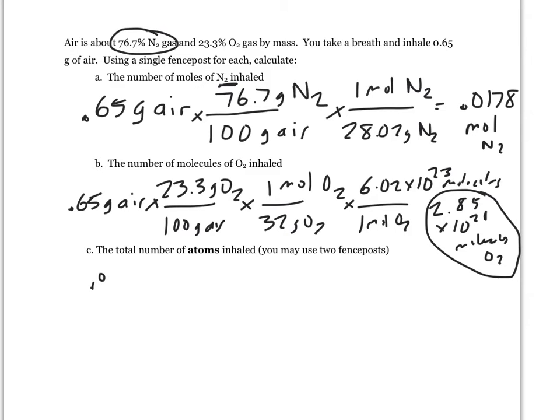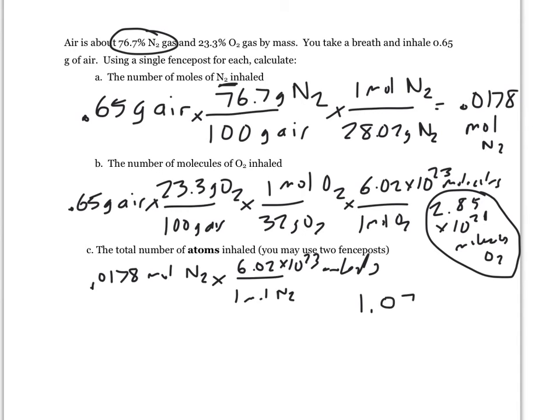So let's finish that. So how much N2 am I breathing in? So 0.0178 moles of N2. Then every 1 mole of N2 is 6.02 times 10 to the 23rd molecules of N2. So 0.0178 times 6.02 times 10 to the 23rd. So that becomes 1.07 times 10 to the 22nd molecules of N2. So we know how many molecules of O2 and how many molecules of N2 we're breathing in.